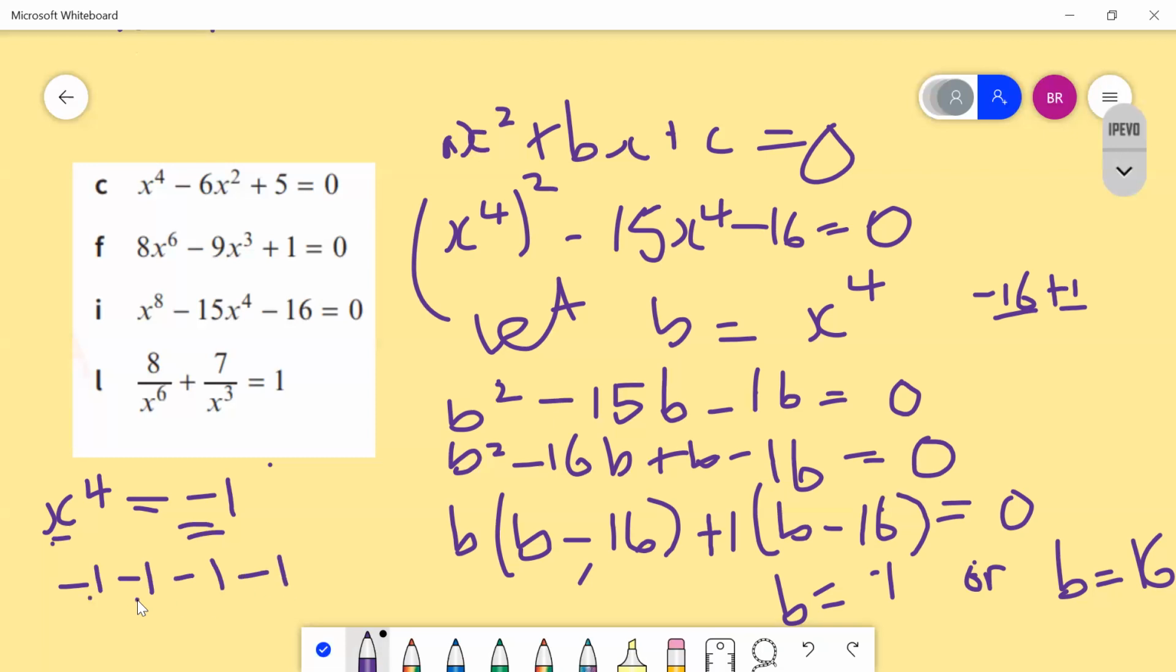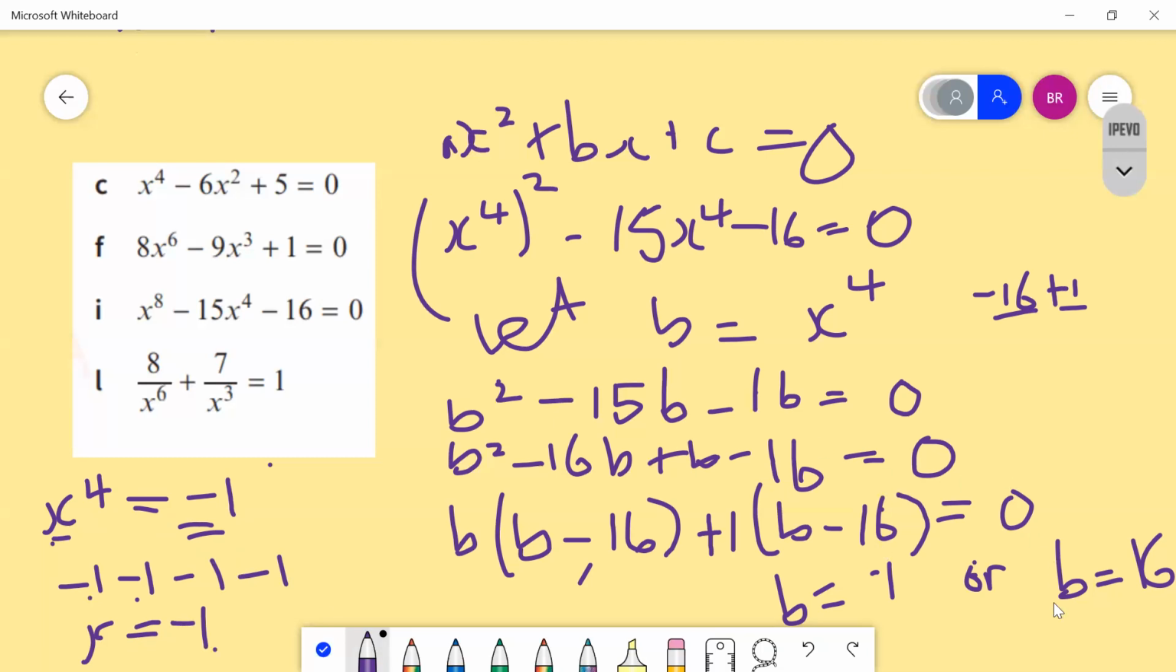Which number do we multiply by 4 times to get this? 1, 2, 3, 4. So the answer is going to be minus 1, isn't it? If you say minus 1 times minus 1 times minus 1 times minus 1, you get minus 1. So x is equal to minus 1, like this. That's the value of x, isn't it?